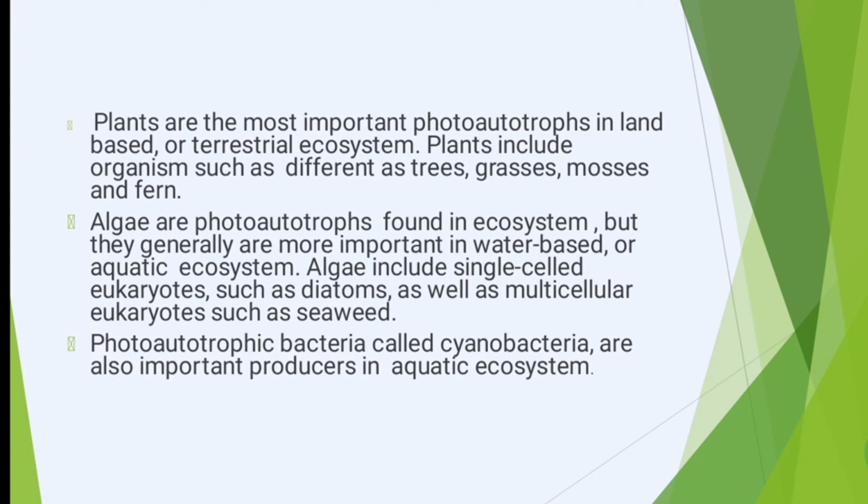Plants are the most important photoautotrophs in land-based or terrestrial ecosystems. Plants include organisms such as trees, grasses, mosses, and ferns. Algae are photoautotrophs found in many ecosystems, but they generally are more important in water-based or aquatic ecosystems. Algae include single-celled eukaryotes such as diatoms as well as multicellular eukaryotes such as seaweeds. Photoautotrophic bacteria called cyanobacteria are also important producers in aquatic ecosystems.